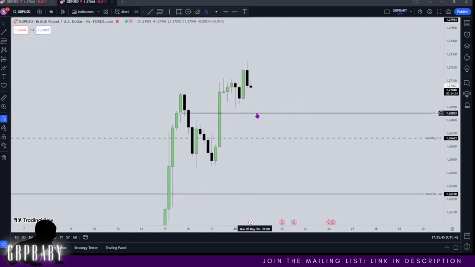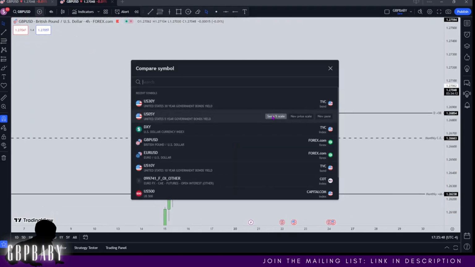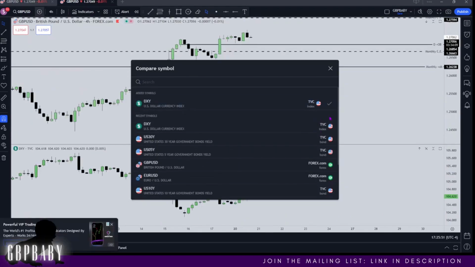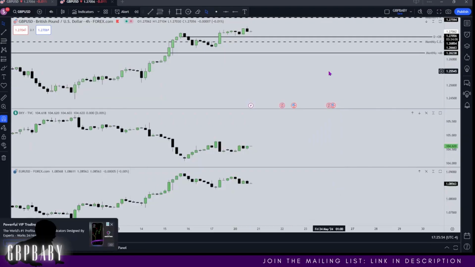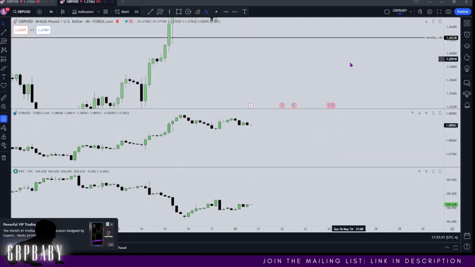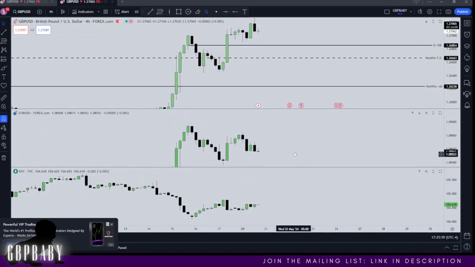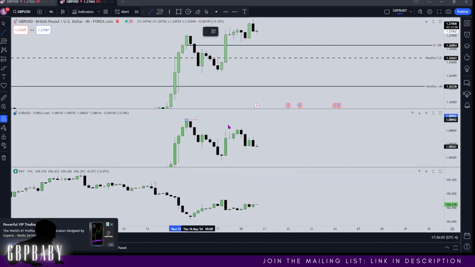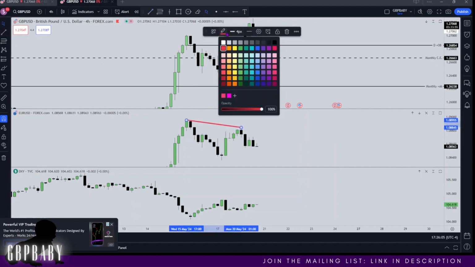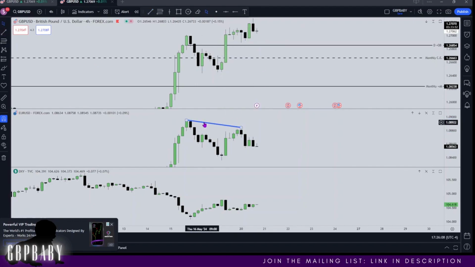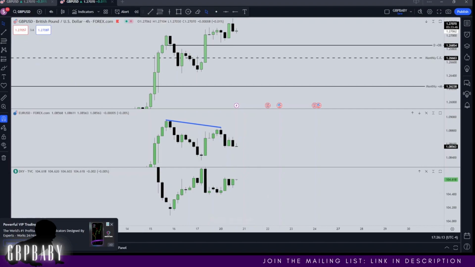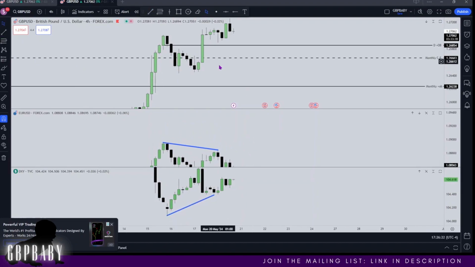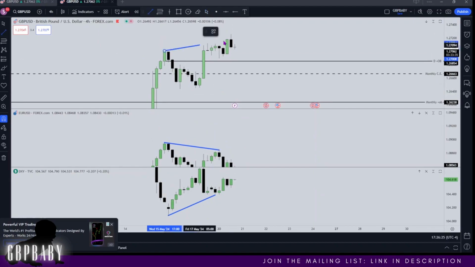Now this is where GBP's been misbehaving. Let's just add dollar. And let's add Euro USD. Now I'm going to put dollar at the bottom, and I'm going to show you guys something. So what you'll find is that Euro's made a lower high. Dollar's made a higher low. So these two are behaving in tandem, whereas GBP has decided to make a higher high.